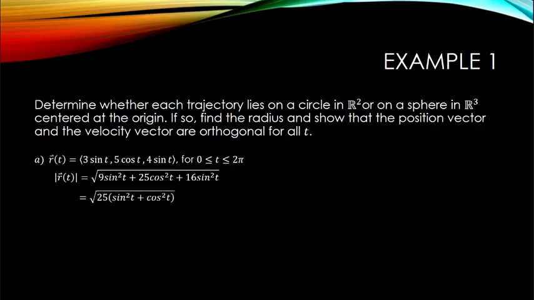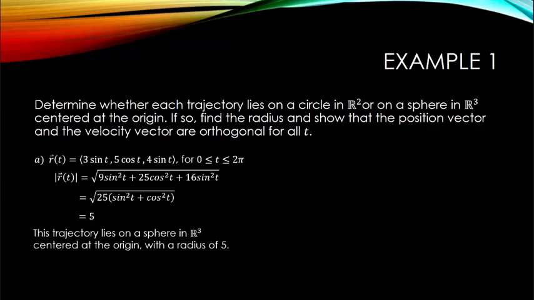Rearranging a little bit and simplifying gives me a constant magnitude for my position vector of 5. This tells me that this is a trajectory that lies on a sphere in R3. It is centered at the origin and it has a radius of 5.